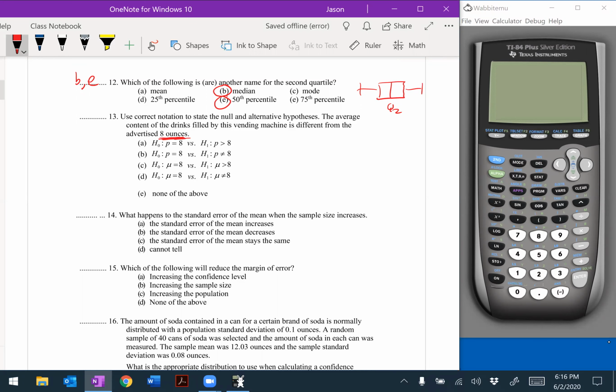Here p is a proportion. A proportion is usually 0 to 100%, and it's usually a decimal. This p is equal to not a decimal, so I know that one's wrong right away. This p is also not equal to a decimal. Nope, it's not a p, it's a mu. It's an average. So use correct notation to state the null. What are we looking for? We're looking for different. Is mu greater than 8? Nope. Okay, we're not going to go with that one. So I'm going to go with D here.